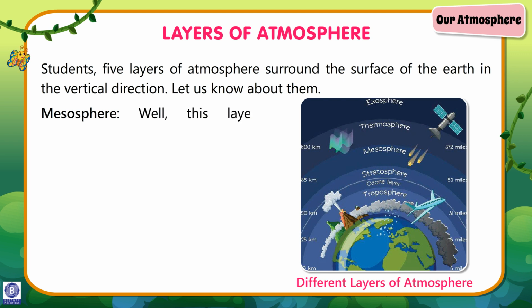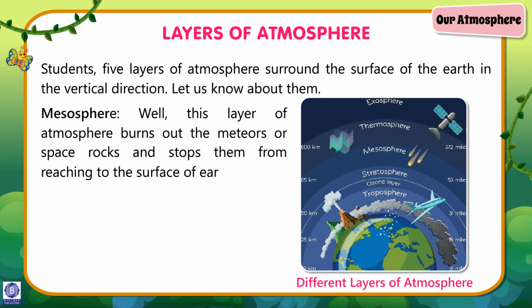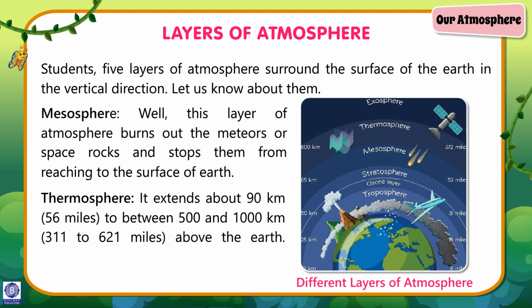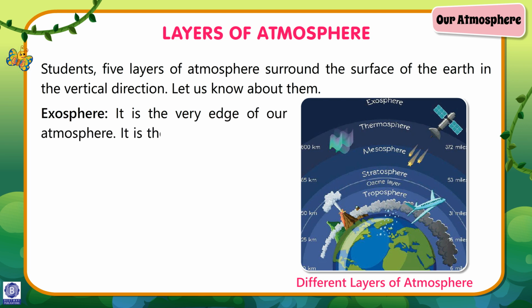Mesosphere. Well, this layer of atmosphere burns out the meteors or space rocks and stops them from reaching the surface of Earth. Thermosphere. It extends about 90 km, 56 miles, to between 500 and 1000 kilometers, 311 to 621 miles, above the Earth. Space shuttles move in this layer of atmosphere. Exosphere. It is the very edge of our atmosphere. It is the uppermost layer of the atmosphere.